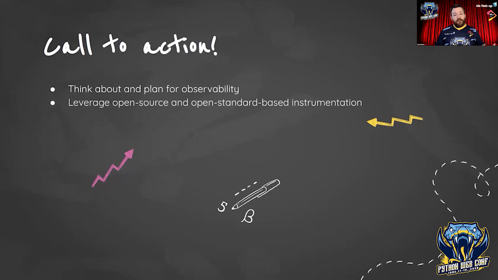Next is around leveraging open source and open standards-based instrumentation. One of the big things that I'm seeing is that everything from instrumentation and data collection is moving to open source and open standards. It's very much moving away from vendor implementations. Vendor implementations are great, but they lead you to some amount of lock-in. As things like OpenTelemetry take off, it really opens the door of instrumenting once, or collecting data once, and then the backends are where you differentiate.